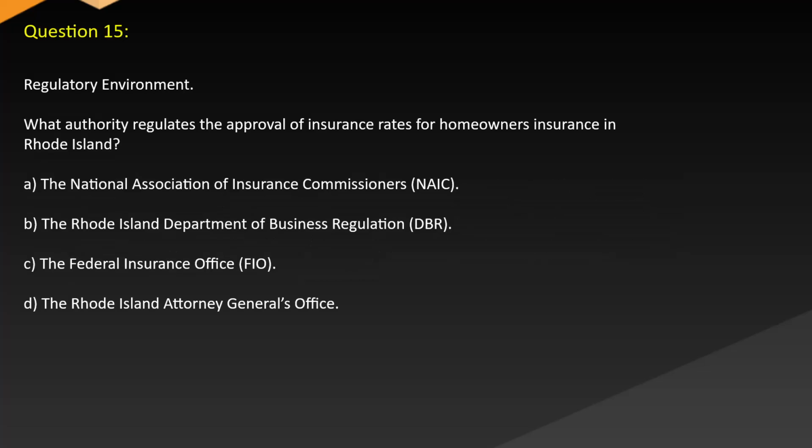Question 15. Regulatory environment. What authority regulates the approval of insurance rates for homeowners insurance in Rhode Island? A. The National Association of Insurance Commissioners, NAIC. B. The Rhode Island Department of Business Regulation, DBR. C. The Federal Insurance Office, FIO. D. The Rhode Island Attorney General's Office.